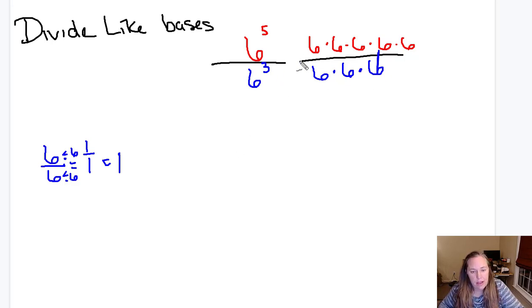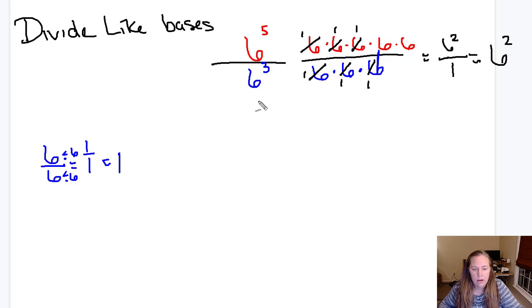We're going to cross cancel here, or reduce. We're going to divide by 6, divide by 6. And then we're going to do it again with this pair. Divide by 6, divide by 6. Then we're going to do it again with this pair. Divide by 6, divide by 6. And we have 2 6s on the top. 1 times 1 times 1 times 6 times 6 is 6 to the 2nd power. And on the bottom we have 1 times 1 times 1, 6 squared over 1, which is 6 squared.